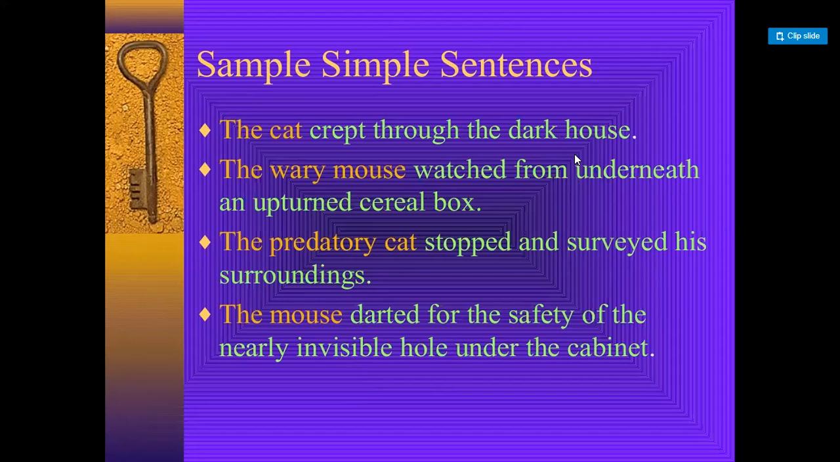The wary mouse watched from underneath an upturned cereal box. What is the subject in this sentence? Yes, the wary mouse. And what is the verb in this sentence? After the subject, you can find the verb, watched. So it has only one subject and one verb. So it's an independent clause, only one clause, one independent clause. So it's a simple sentence.